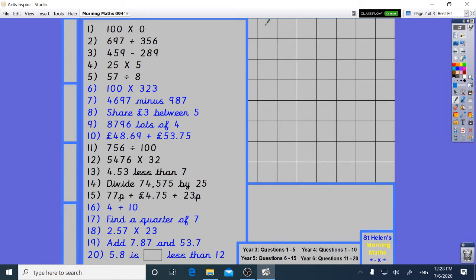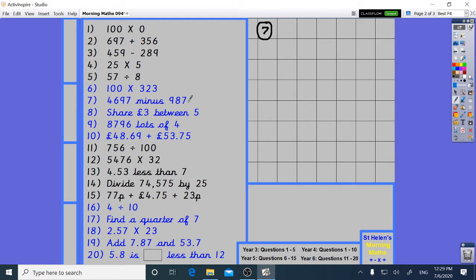Moving on then, number 6. It's 100 times 323. Timesing by 100, we're multiplying and we're shifting these columns 2 to the left. So that 3 is going to go into that column there. All of these digits have to stay exactly the same sequence. So it's 3, 2, 3 again. And then the spaces that are left behind we fill with zeros. Gives us 32,300.